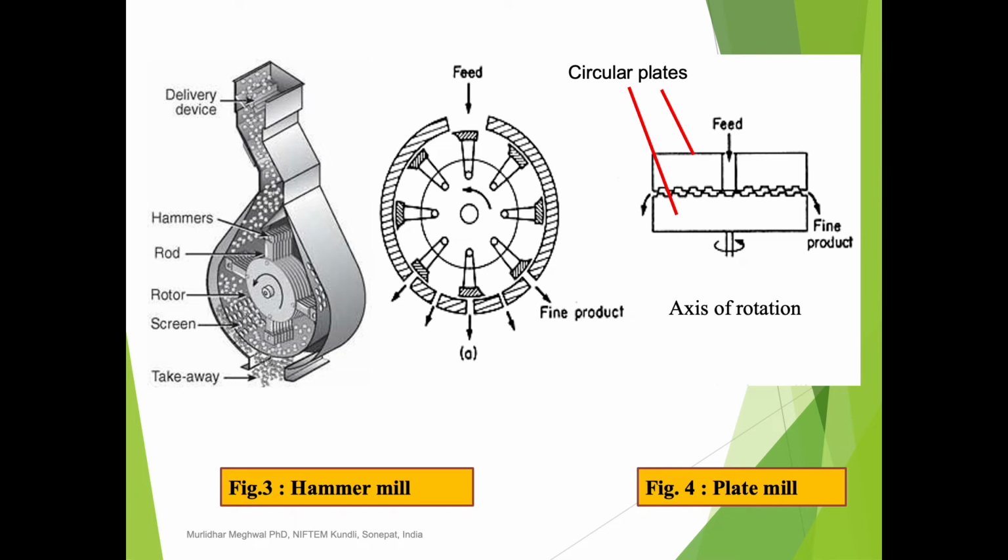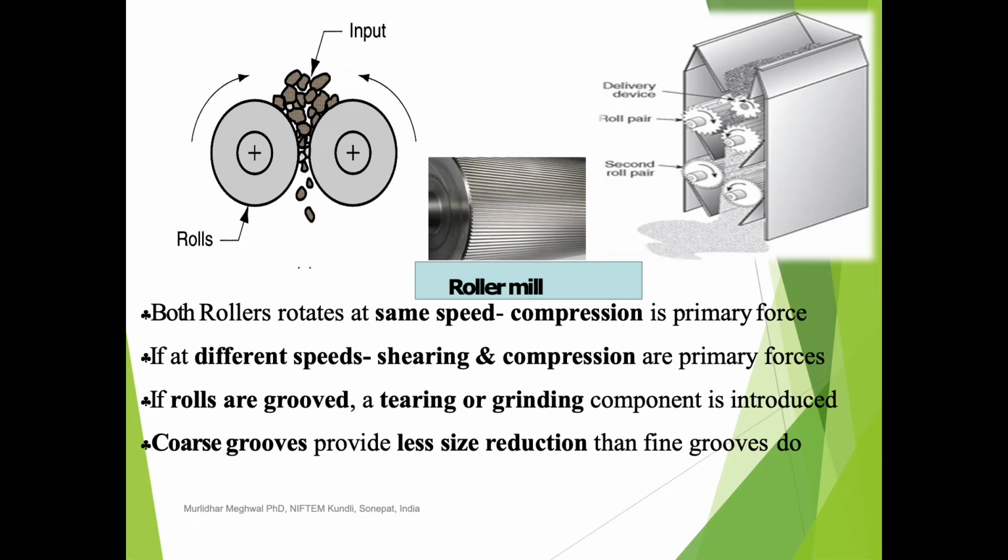So next is this hammer mill. You see the feet and the attached hammers, and at the bottom the sieve attachment, and there we get the finally fine powder. Another is the plate mill. We have these circular plates that hit the materials, and it rotates, and we get the fine product. Then we have the roller mill.